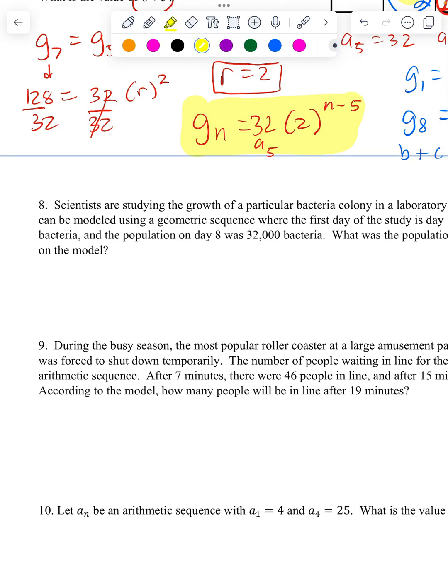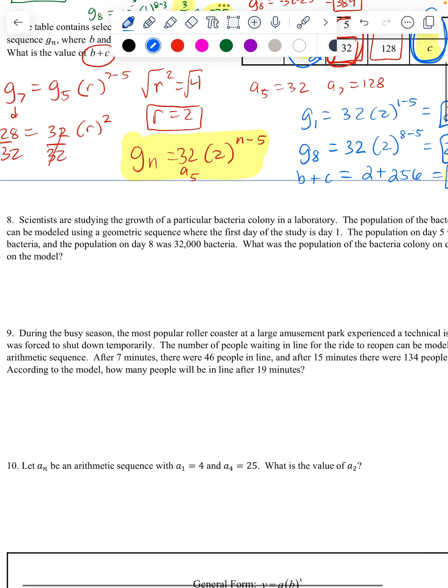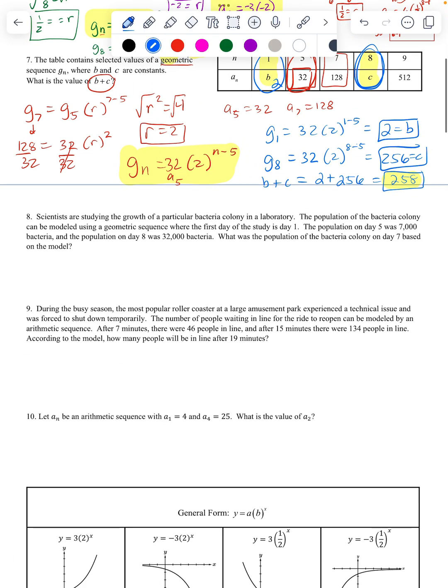Okay, scientists are studying the growth of a particular bacteria colony. I don't have my context in, which is why I keep zooming in and making it huge, so I'm sorry if that's annoying you. The population of the bacteria colony can be modeled using a geometric sequence.